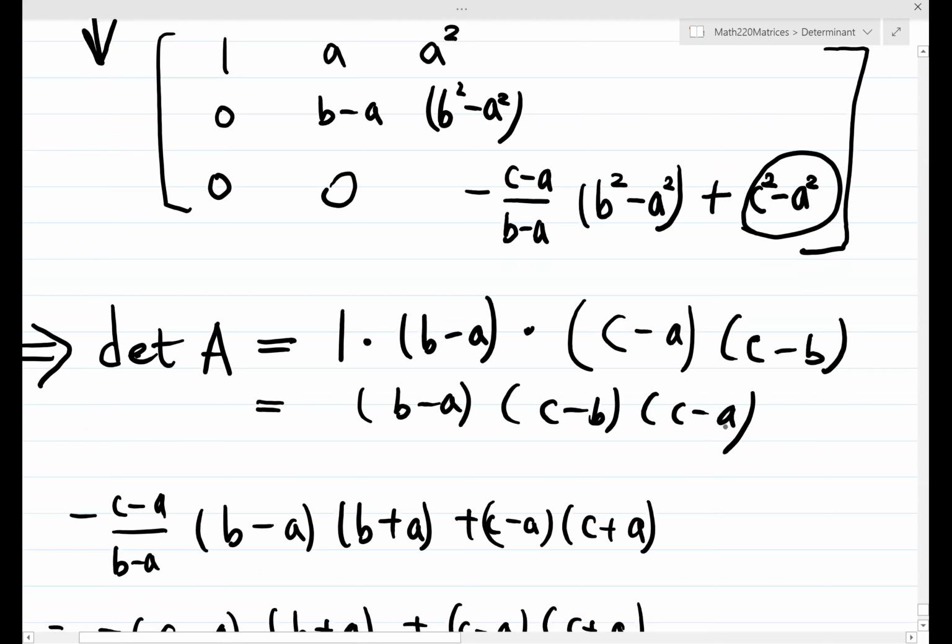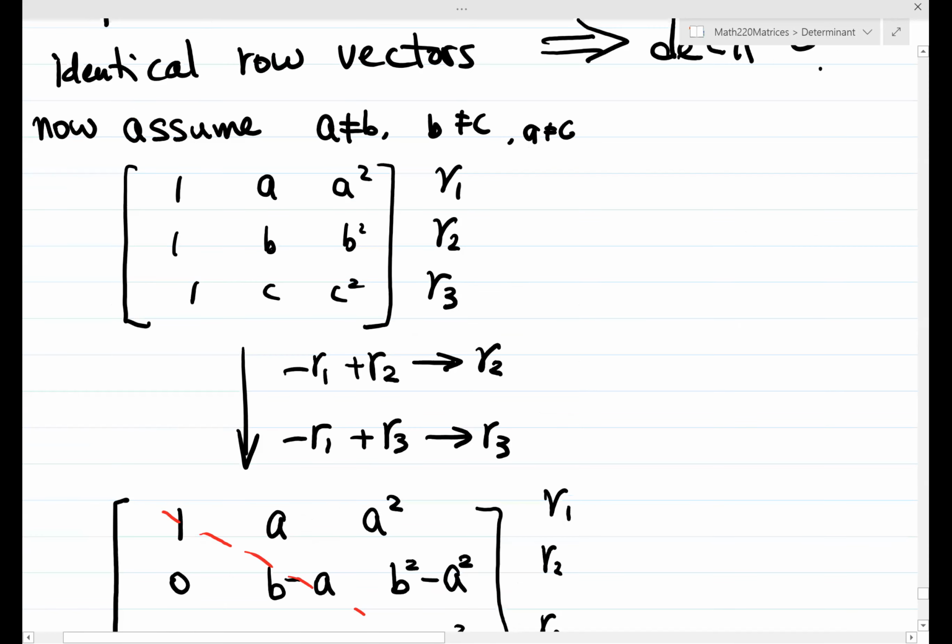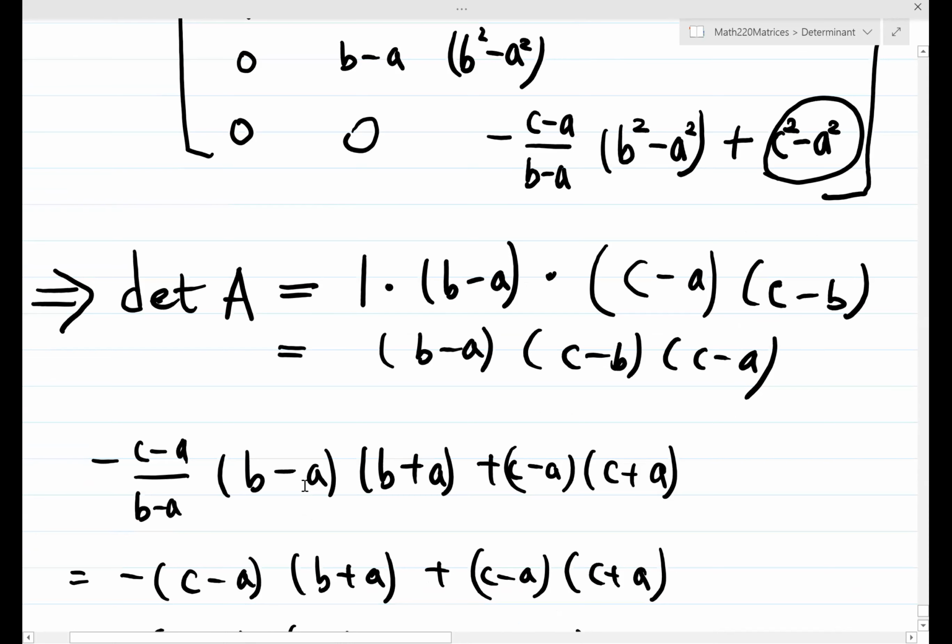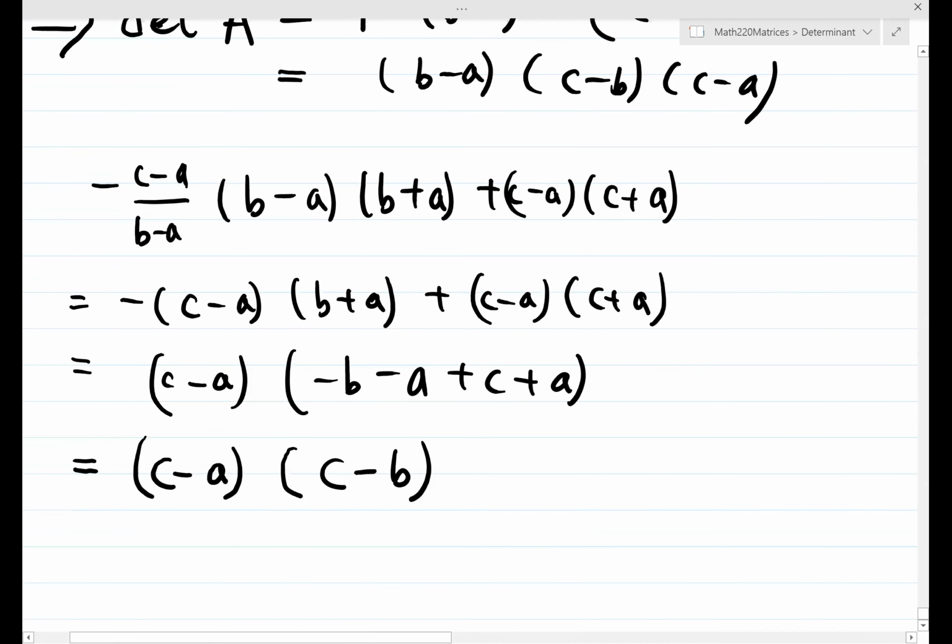Okay. You see, if c equals a or c equals b, or a equals c, etc., if two of the three letters a, b, c are equal, then you see we get a term 0. Then the determinant vanishes. So the determinant will be exactly this form: b minus a, c minus b, c minus a. So this is the 3 by 3 case.